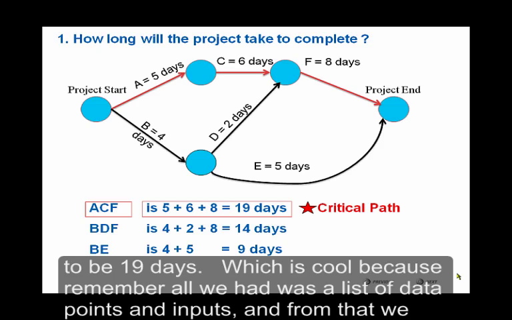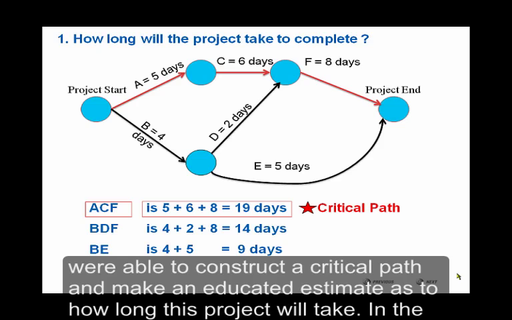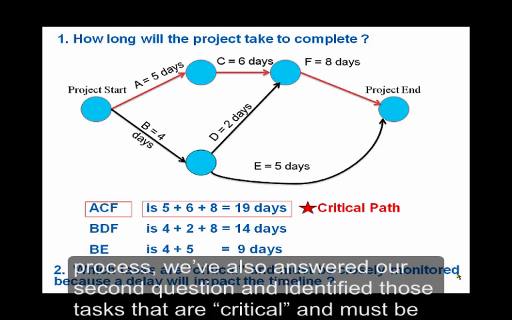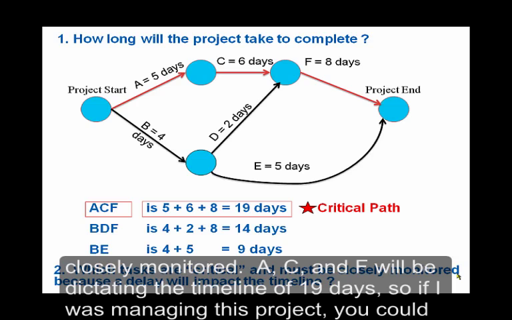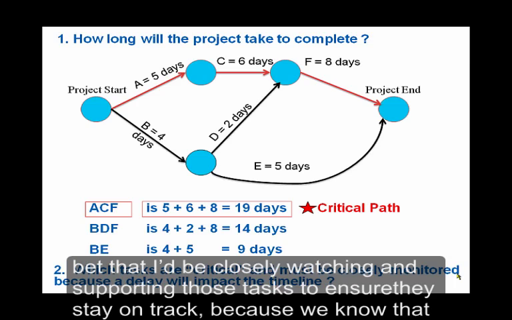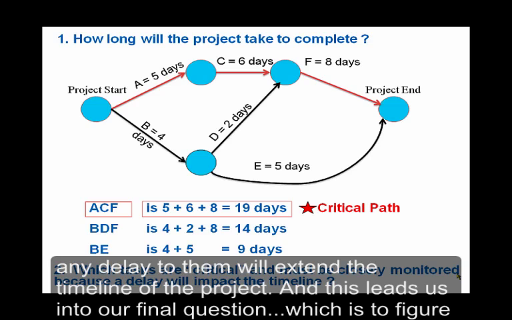Which is cool because remember, all we had at the beginning was a list of data points and inputs. And from that, we were able to construct a critical path and make an educated estimate as to how long this project will take. So in this process, we've also answered our second question and identified those tasks that are critical and must be closely monitored. A, C, and F will be dictating the timeline of 19 days. So if I was managing this project, you could bet that I'd be closely watching and supporting those tasks to ensure that they stay on track, because we know that any delay to them will extend the timeline of the project.